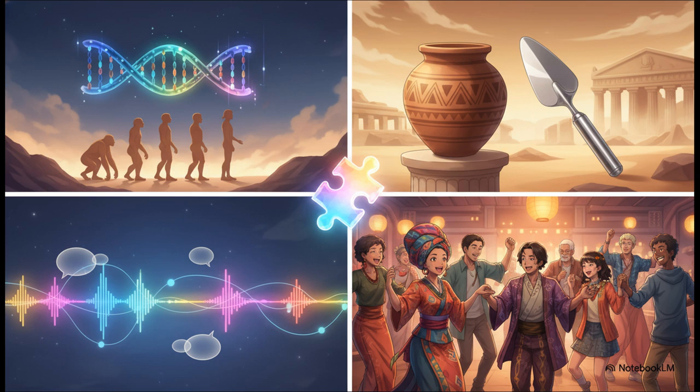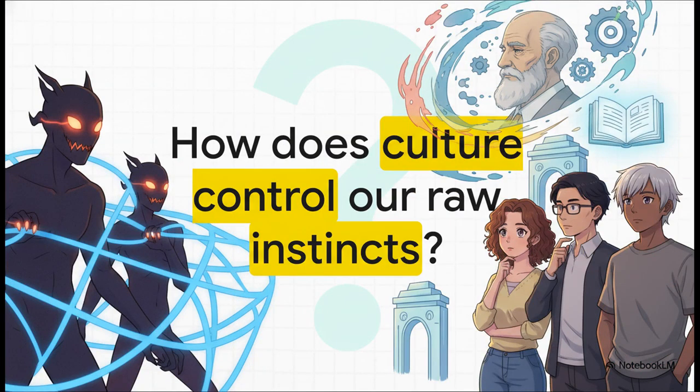Number 1, biological or physical anthropology, which looks at human evolution and genetics. Number 2, archaeology, studying past societies by digging up their material remains. Number 3, linguistic anthropology, which analyzes language and communication. And number 4, like we just talked about, cultural anthropology. All four of these fields are constantly interacting to give us a complete picture of humanity. Okay, so that's the what.